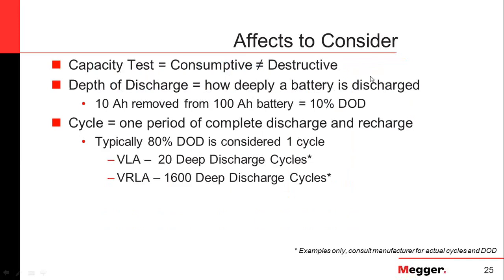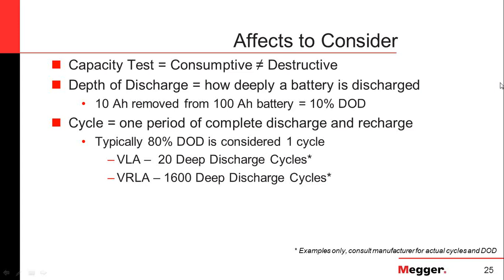Now, one of the biggest questions I always get when it comes to capacity testing is, is this a destructive test? And no, it's not a destructive test. It doesn't destroy the batteries. Now, it is a consumptive test. It does consume some of the life of the battery.